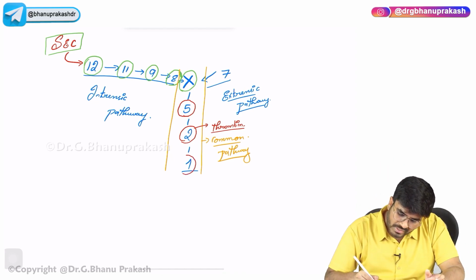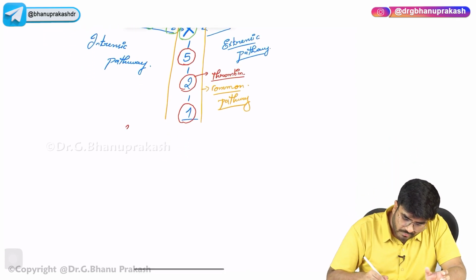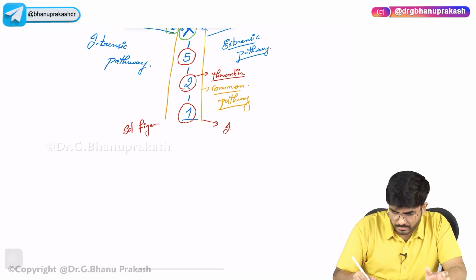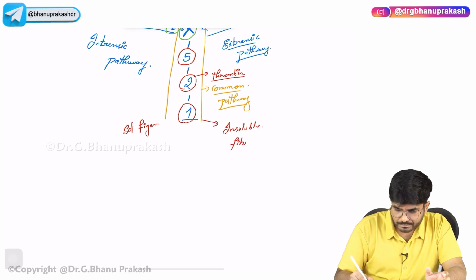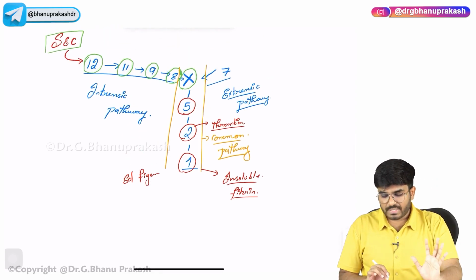Thrombin, what will it do? What is the last step? Thrombin converts soluble fibrinogen into insoluble fibrin. Okay, insoluble fibrin. Done. So the last step is completed.